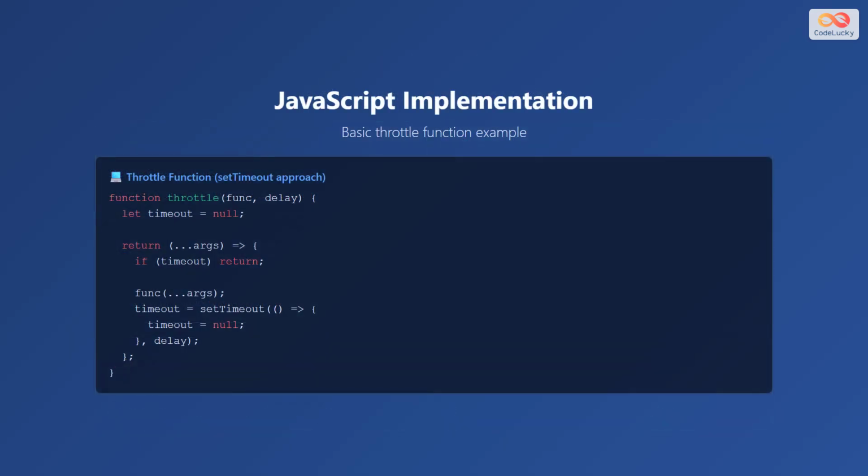Here is a basic throttle function in JavaScript. The function takes a callback and a delay value. It uses a timeout variable to track whether the function is currently throttled. When called, if there is no active timeout, the function executes immediately and creates a timeout. Once the delay expires, the timeout is cleared, allowing the function to be called again. This simple approach ensures the callback runs at most once every delay milliseconds, effectively throttling its execution.